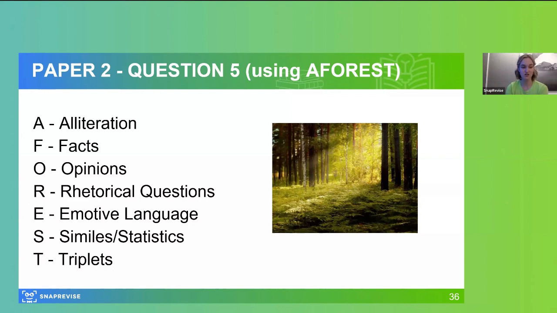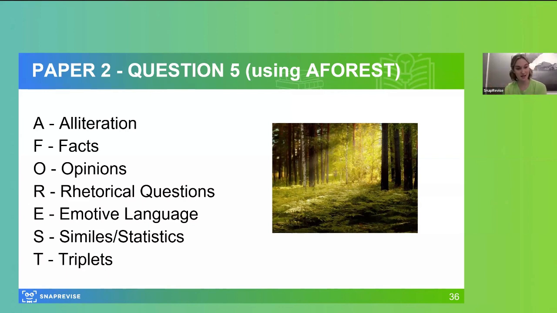R stands for rhetorical questions. So again, you'll have seen rhetorical questions come up in many different scenarios. But yeah, asking questions of the examiner, making them think about their own perspective. E stands for emotive language. So yeah, words that can elicit some sort of emotional response and that you know will get the examiner thinking.